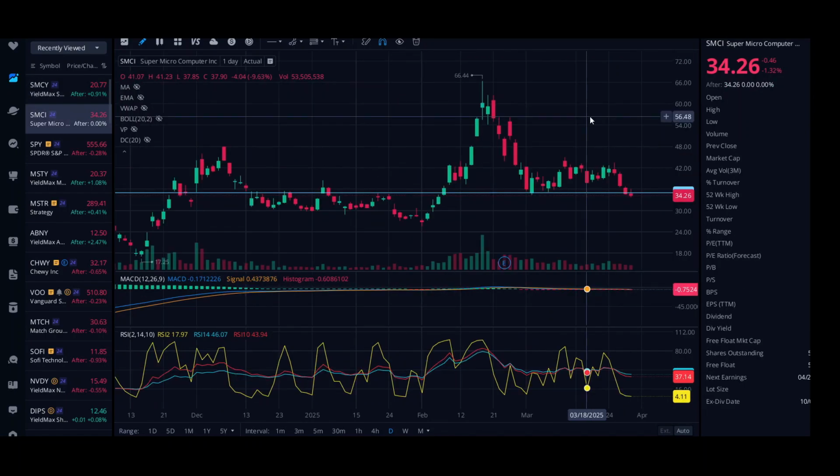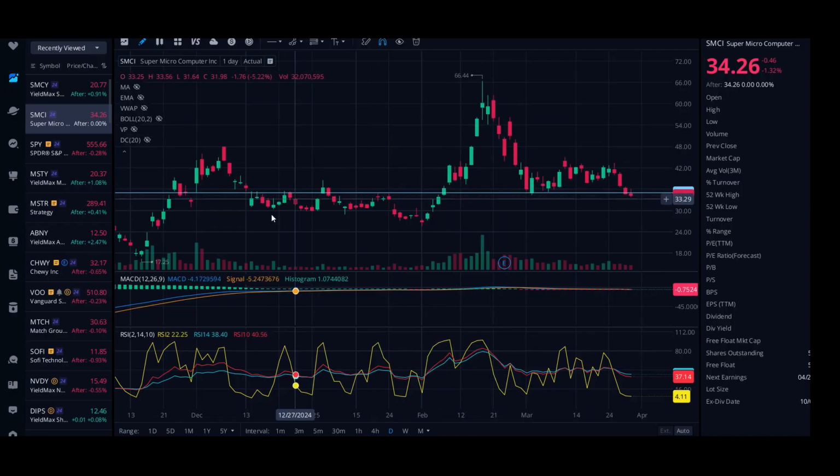Okay, so here we are on SMCI. And as you can see here, I have this line right here, and I'm calling that the support line, because it was the previous resistance line. As it went up, it touched it here, could not break through, came down, went up, tested it, broke it just a little bit, but then got rejected and came back down, hit it again, rejected, hit it again, rejected, and then it came up, hit it again, broke it, and then took off.